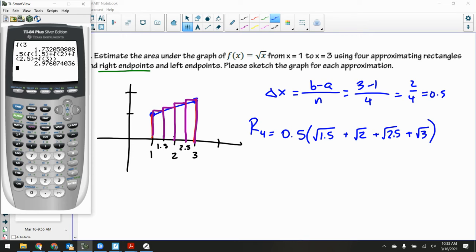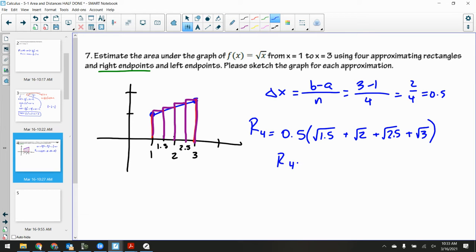2.976. Let me just make sure my estimate came out to be the same. Yep, 2.976. So R4 is 2.976. Over or underestimate? Overestimate.